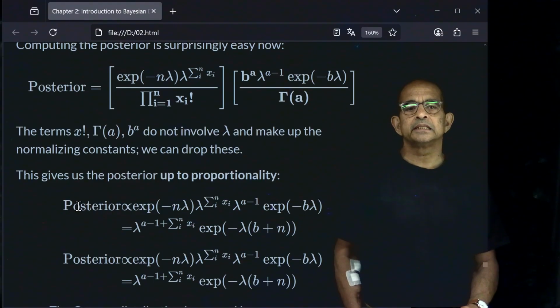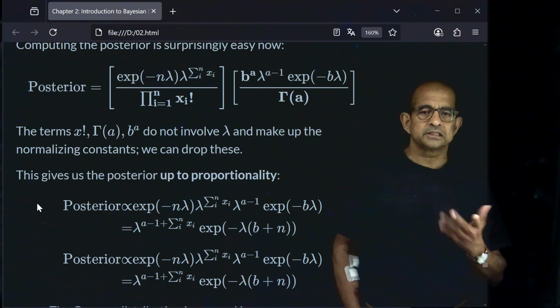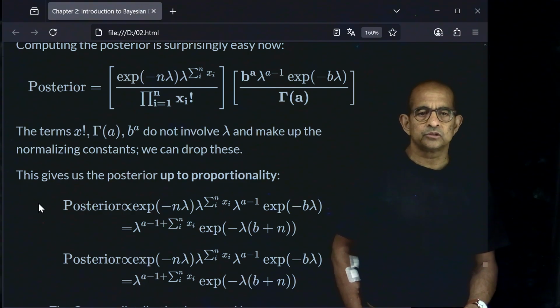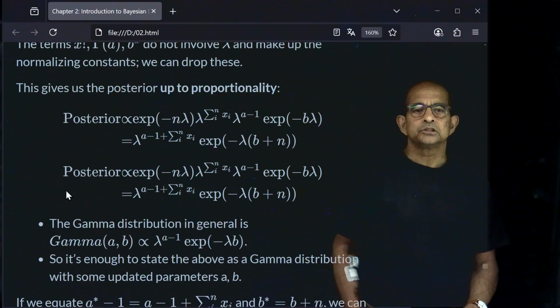Up to proportionality by simply dropping the normalizing constants, because they just complicate our lives. We don't really need to think about them for the moment. Okay, so how do we do that?